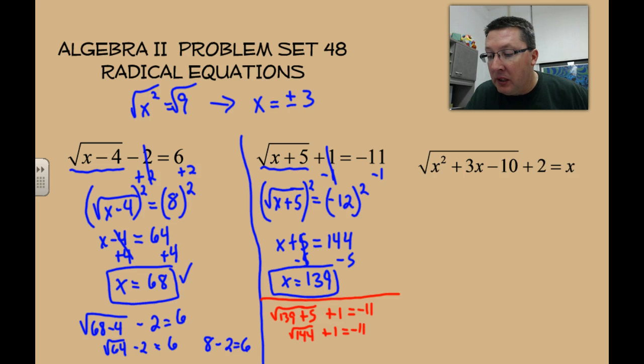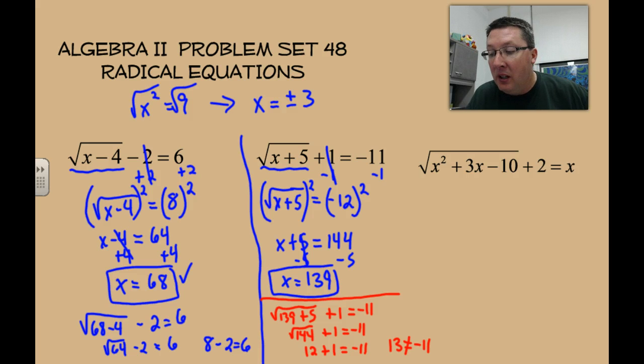Plus 1 equals negative 11. I'm a little concerned on this one. Square root of 144 is 12. Plus 1 equals negative 11. Does this one check out? If I continue on, I end up with 13 equals negative 11. Last time I checked, 13 does not equal negative 11.